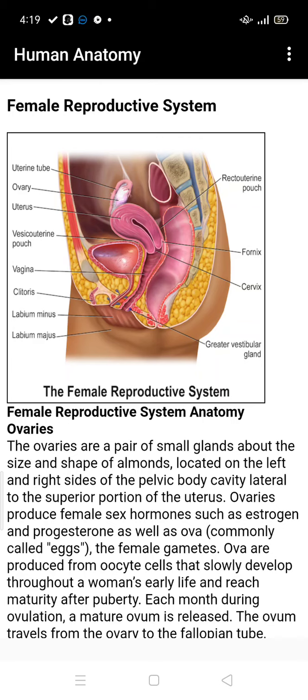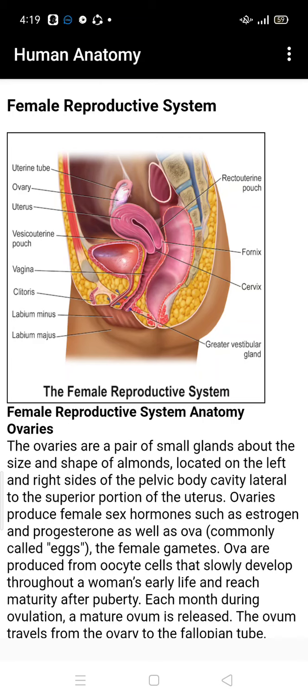Today we will discuss the anatomy of the female reproductive system. In this diagram, we show all the organs of the female reproductive system. So we come to the discussion. The first one is the uterine tube, then the ovary, uterus, vesicouterine pouch, vagina, clitoris.